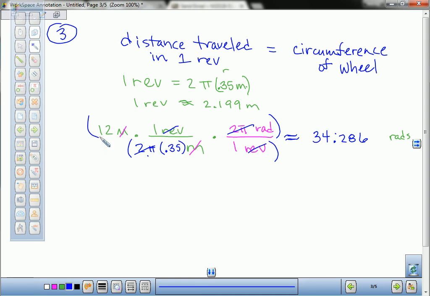Did you notice that if you just did 12 divided by 0.35, we would have gotten the same thing? So that tells me, in number 3, the angle in radians is 34.286. Now that's an angle of rotation, right? All right. Number 4.